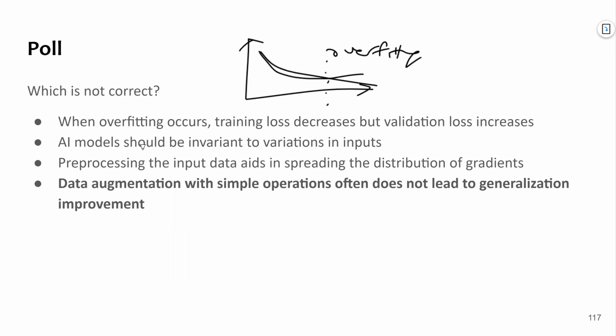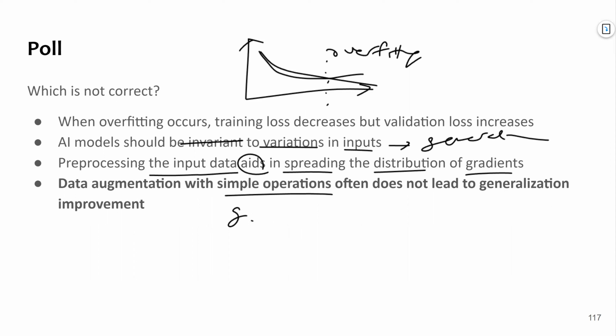After this point, overfitting is happening. And AI models should be invariant to variations in inputs. This is sometimes referred to as generalization. Pre-processing the input data aids in spreading the distribution of gradients, and that gives a good gradient flow. And data augmentation with simple operations like geometric transformations often leads to generalization improvement. So we don't have to come up with very complex data augmentation techniques; even simple operations can improve the performance.